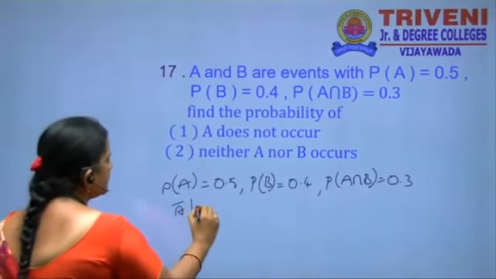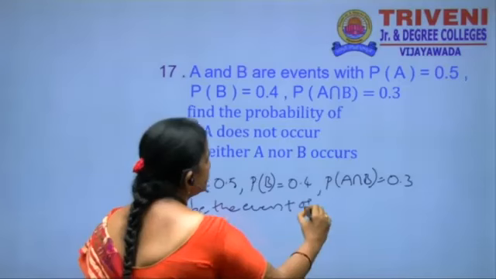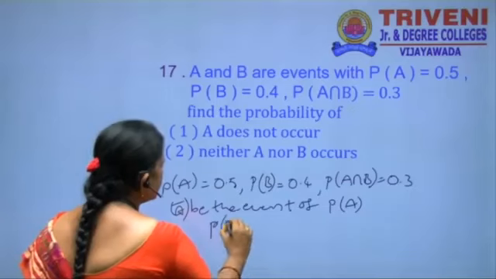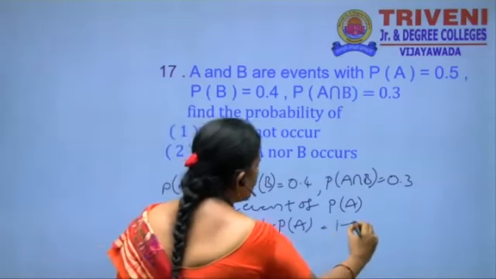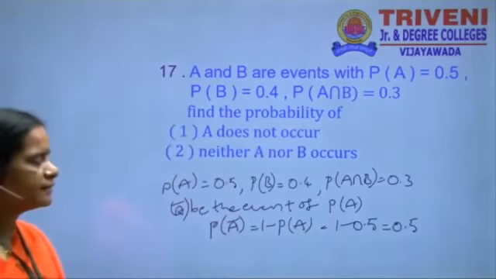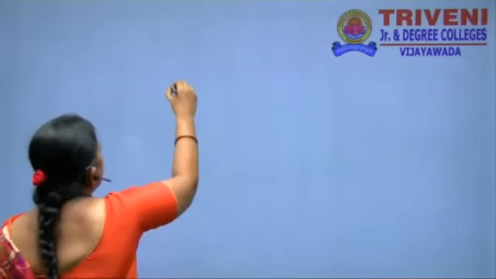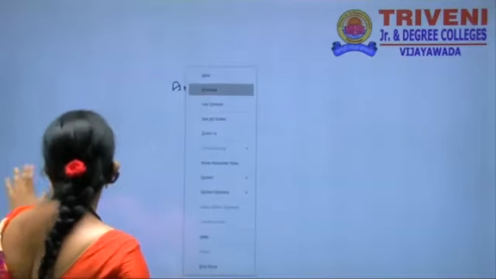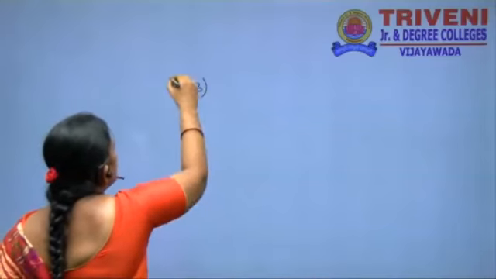First one is A does not occur. That is A bar be the event of P of A. That is P of A bar is equal to 1 minus P of A. That is equal to 1 minus 0.5. That is equal to 0.5. And second one is neither A nor B occurs. Neither A nor B means A union B whole complement.